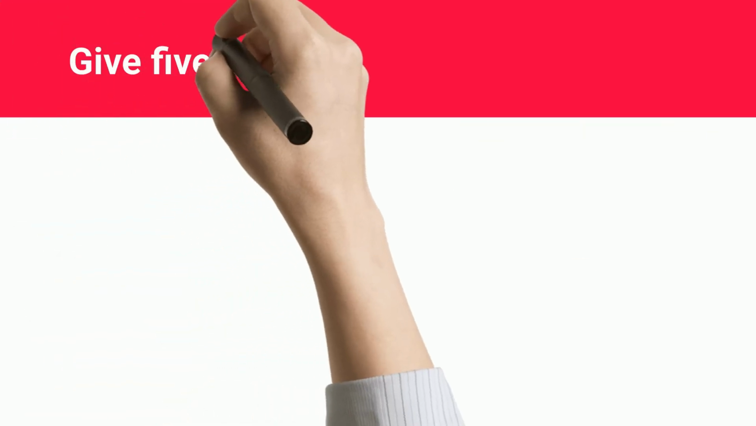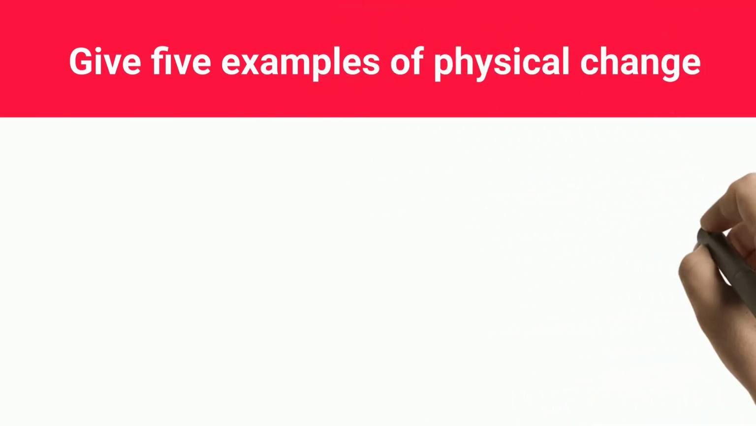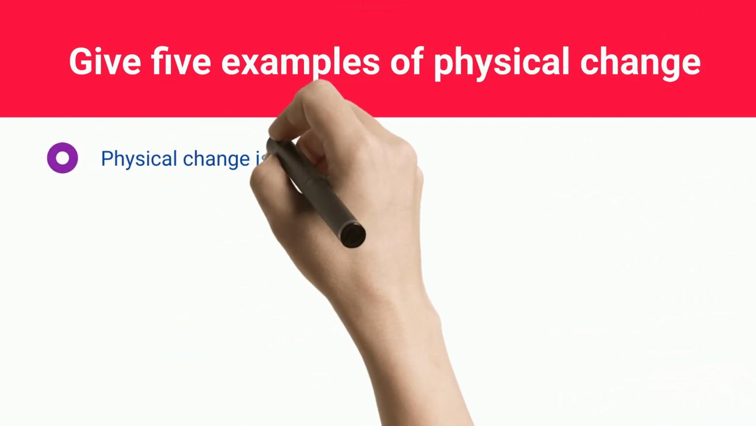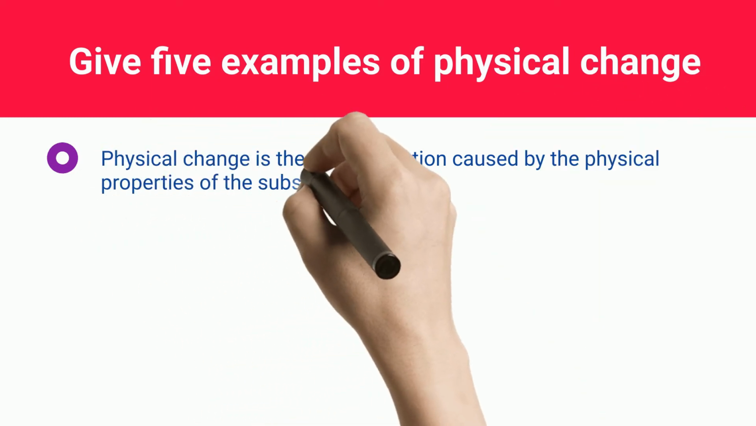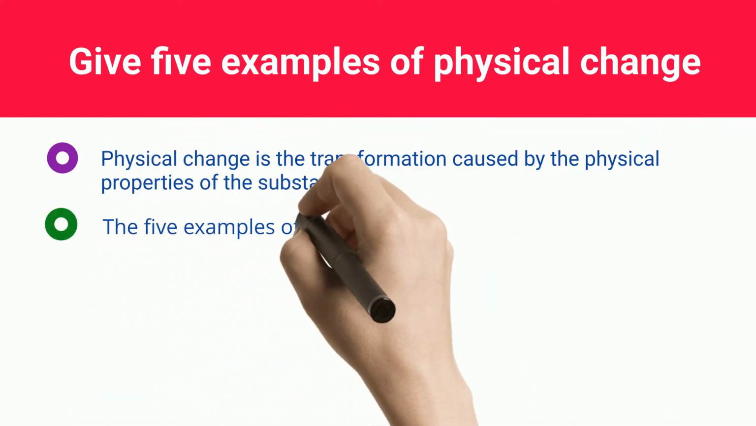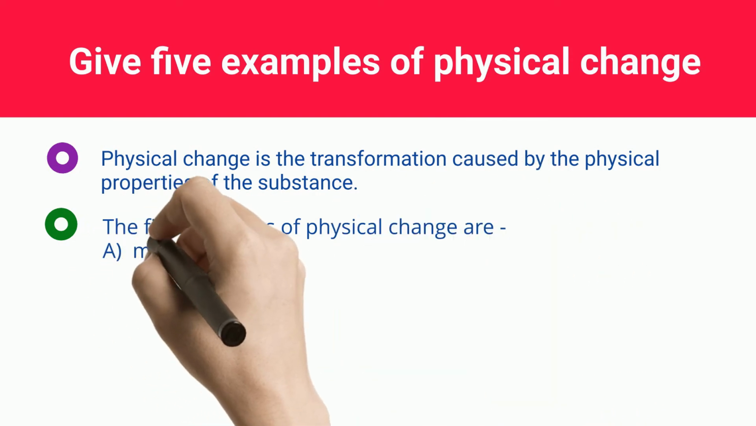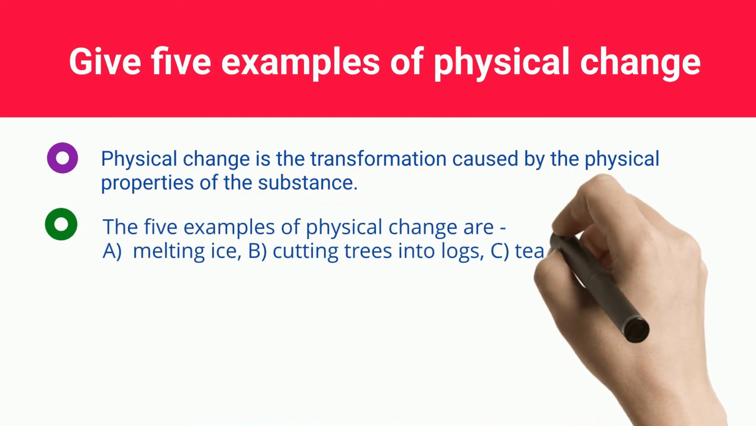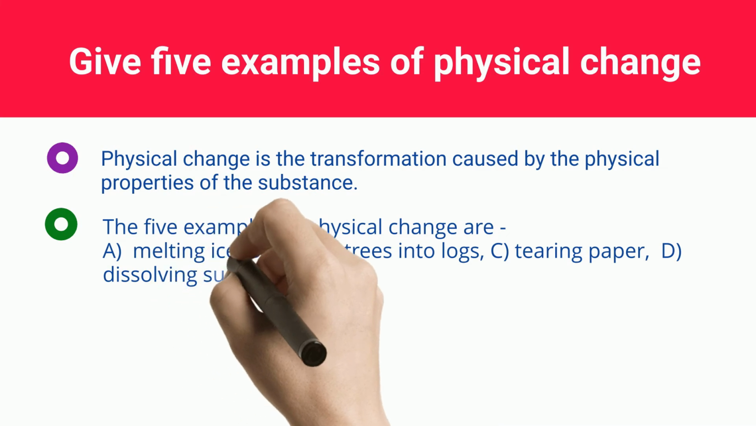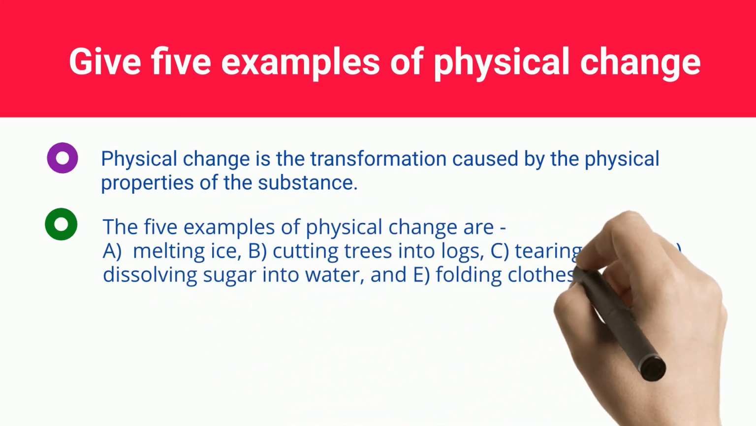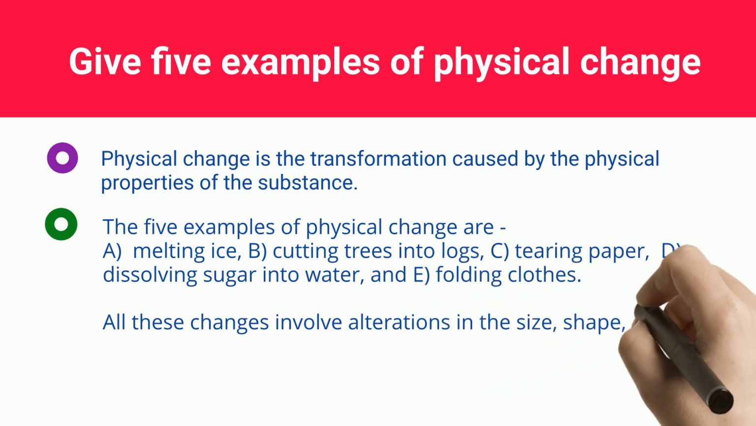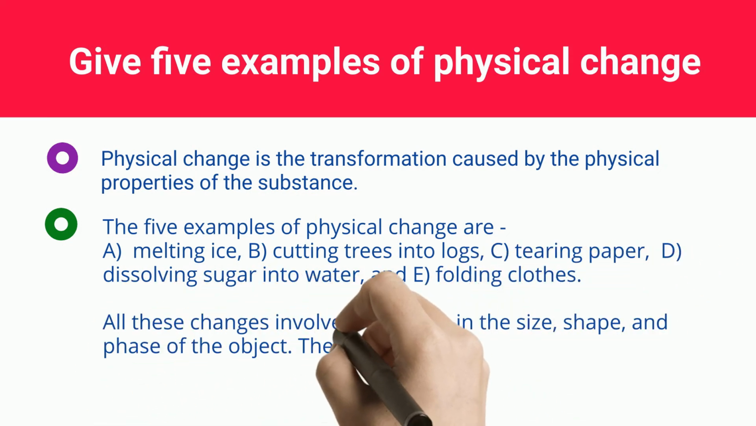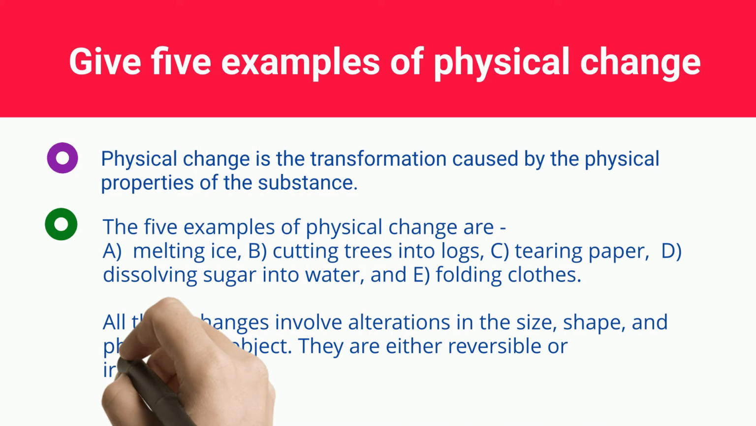Give 5 examples of physical change. Physical change is the transformation caused by the physical properties of the substance. The 5 examples of physical change are melting ice, cutting trees into logs, tearing paper, dissolving sugar into water, and folding clothes. All these changes involve alterations in the size, shape, and phase of the object. They are either reversible or irreversible.